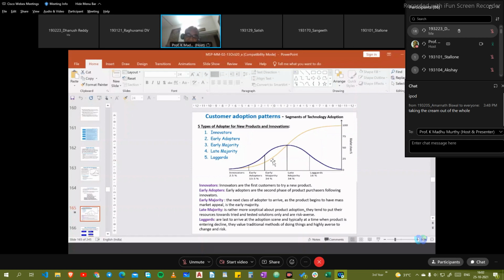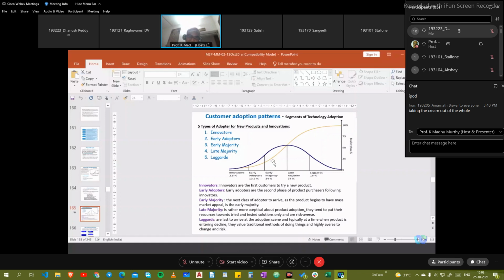And the early majority are those, based on the reviews that have come, these are people with average income sort of a thing. They are guided by the reviews that they have received. So the advertisements, the promotion, everything comes up. So these people take that particular route. So this is early majority.